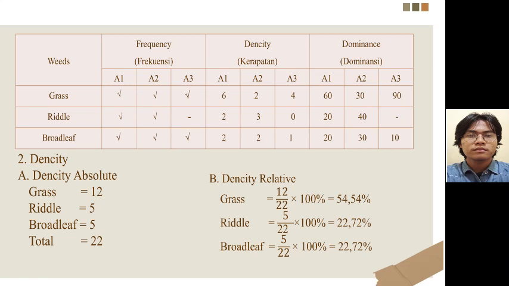Next, B. Density relative. Density relative can be found when the absolute density of the type is divided by the sum of the absolute densities of all types times 100%.